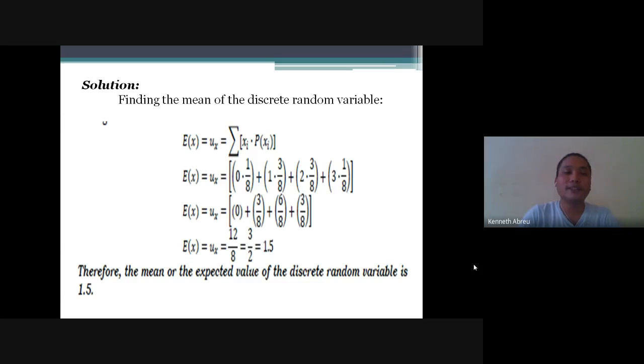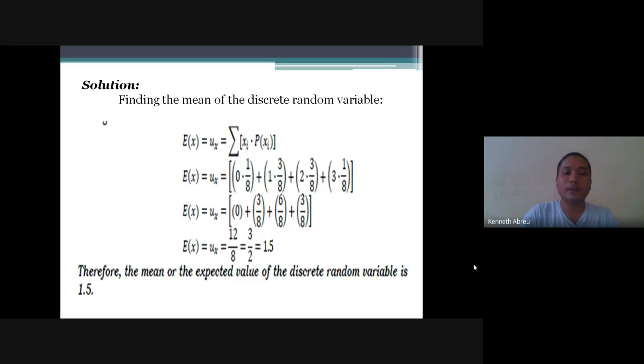So, makukuha natin dyan 0 times 1/8, that would be 0. 1 times 3/8, that would be 3/8. 2 times 3/8, that would be 6/8. And then 3 times 1/8, that would be 3/8. So, diyan gagawin natin is to add. Since similar fraction naman sila, lahat ng kanilang denominator would be 8. So, we are going to add yung ating numerator. 3 plus 6 plus 3, that would be equal to 12. And then copy whatever be the denominator since sila ay similar fraction.